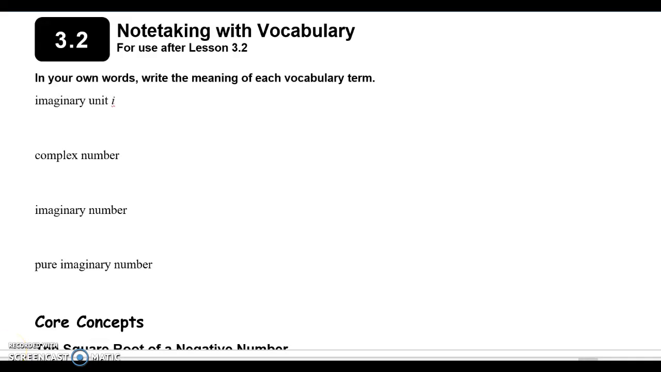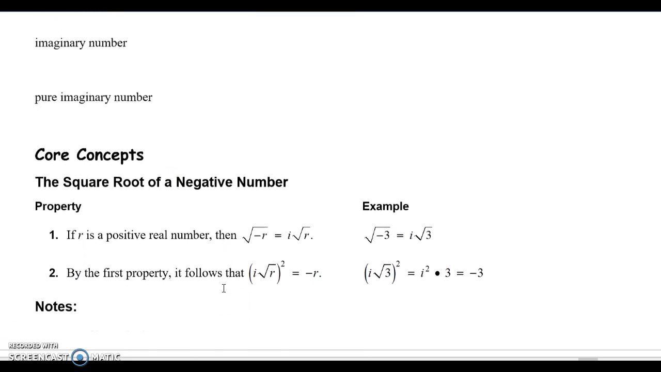Go to page 52 in your journal and get these definitions. Now let's take a look at the core concepts.